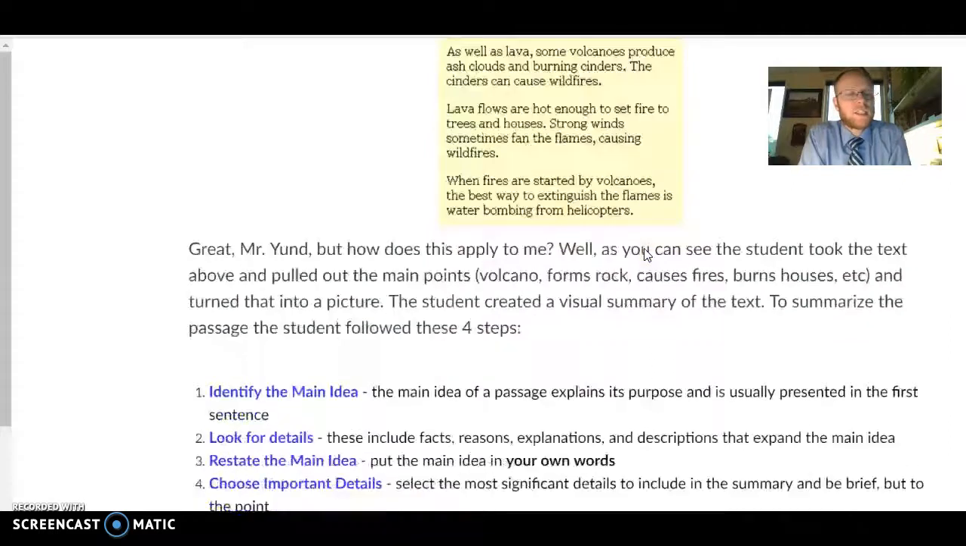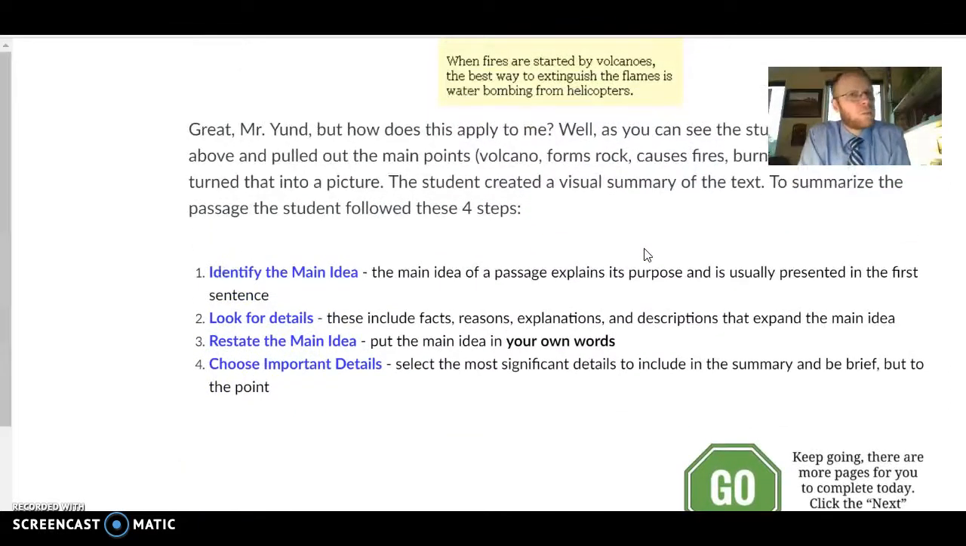To summarize the passage, the student followed 4 important steps. Number 1, identify the main idea. Most of us are pretty good at this. The main idea of a passage explains its purpose, and it is usually presented in the very first sentence. How convenient. Number 2, look for details. These include facts, reasons, explanations, and descriptions that expand the main idea. Number 3, restate the main idea. Put it in your own words.